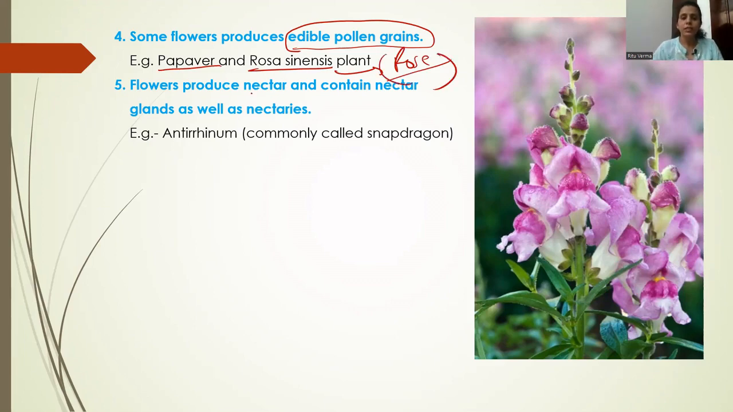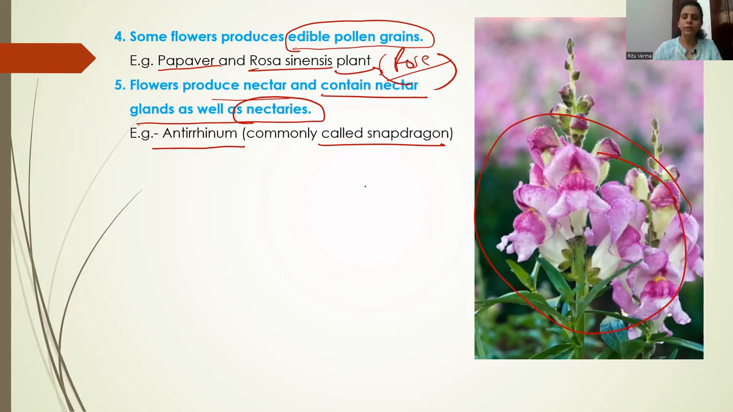The next adaptation is these flowers, which are supposed to be pollinated by insects, must produce nectar and contain nectar glands as well as nectaries. One of the best examples for this is Antirrhinum. Antirrhinum is commonly known as snapdragon. So this is actually your snapdragon plant.